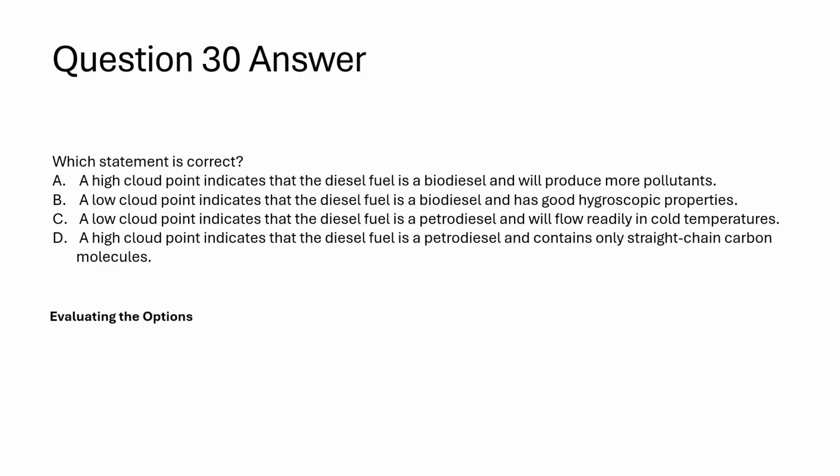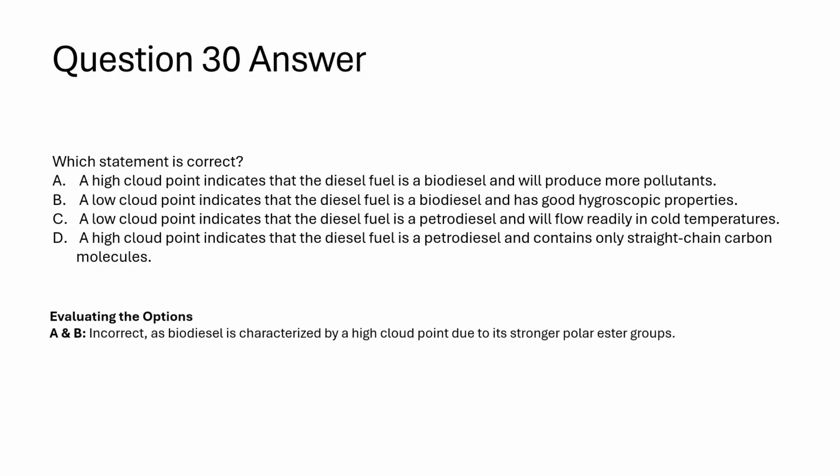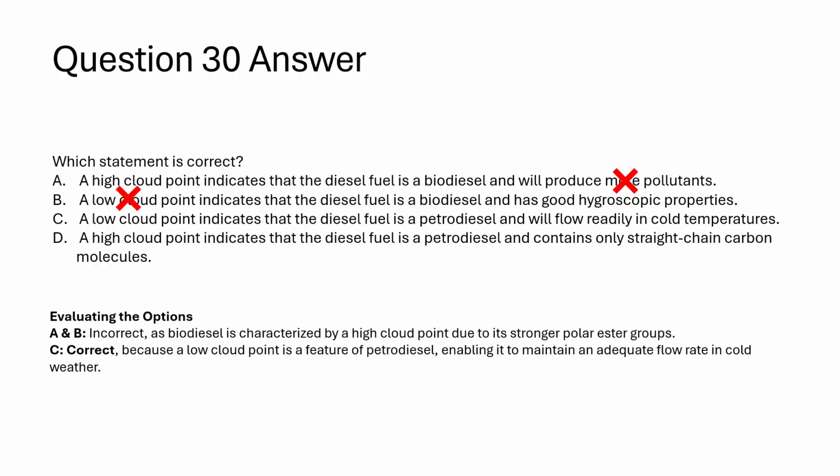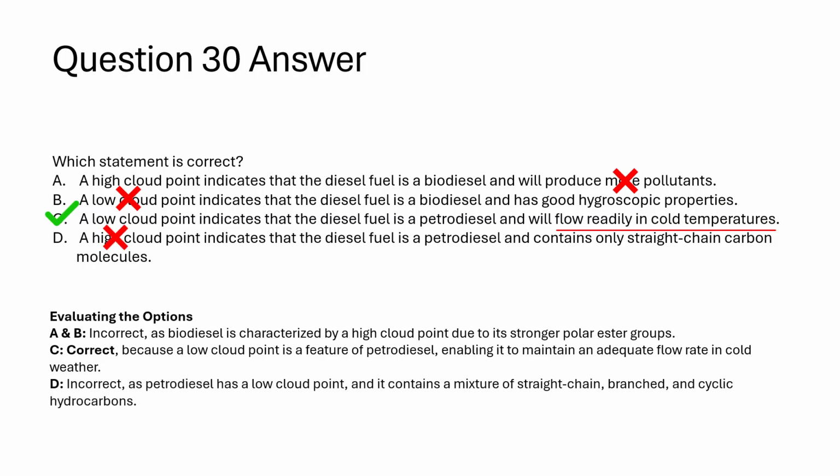Evaluating the options. A and B, incorrect, as biodiesel is characterized by a high cloud point due to its stronger polar ester groups. C, correct, because a low cloud point is a feature of petrodiesel, enabling it to maintain an adequate flow rate in cold weather. D, incorrect, as petrodiesel has a low cloud point, and it contains a mixture of straight chain, branched, and cyclic hydrocarbons. Hence, the correct option is C.